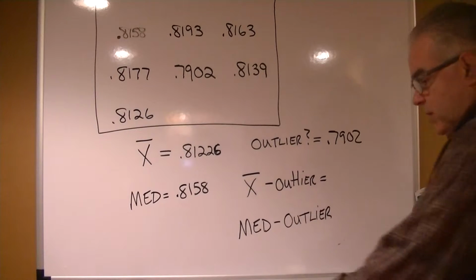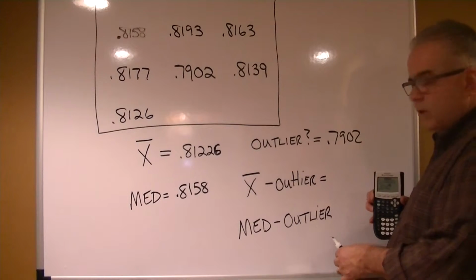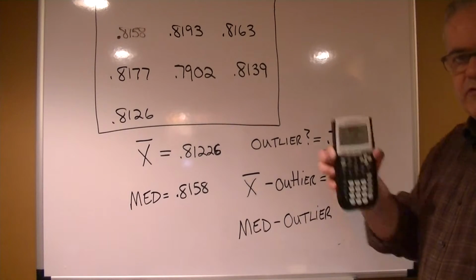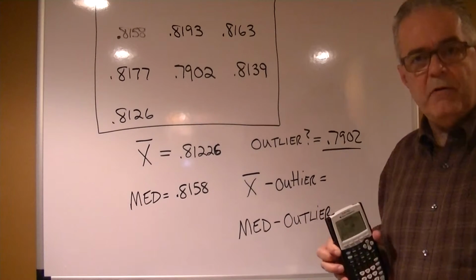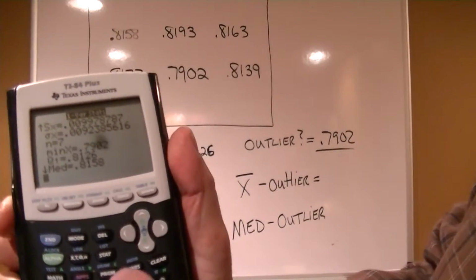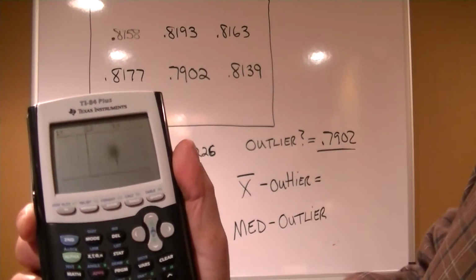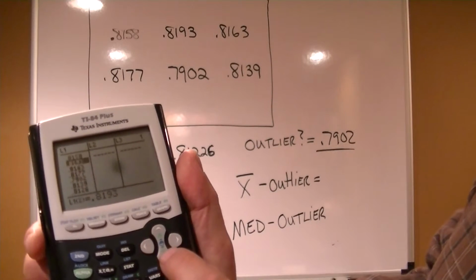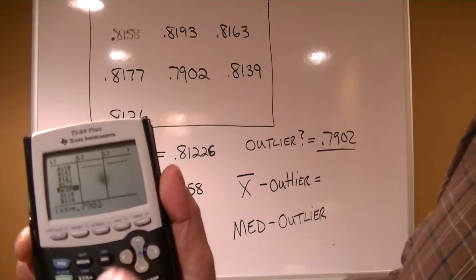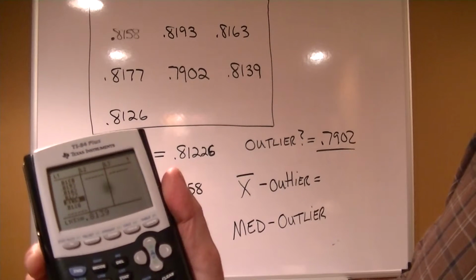It's written out on the paper here, but the question is, what is the mean without the outlier? That means we have to take out the 0.7902 from our list. Let's see if I remember how to do that. I'm going to go back to the list: stat, edit, and I want to take out the 0.7902. There it is. Can I clear it or delete it? I'm going to try delete. And there, I deleted it.